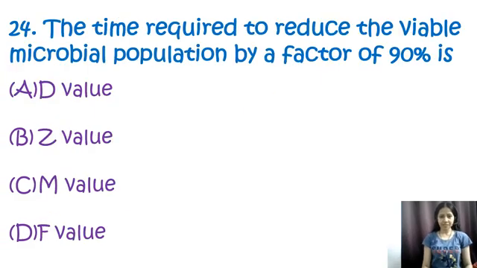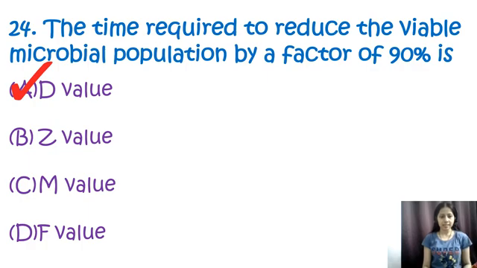Question number 24. The time required to reduce the viable microbial population by a factor of 90% is known as: D value, Z value, M value, or F value. Here my correct option is A, that is D value. The time required to reduce the viable microbial population by a factor of 90% is known as the D value, or decimal reduction time value.